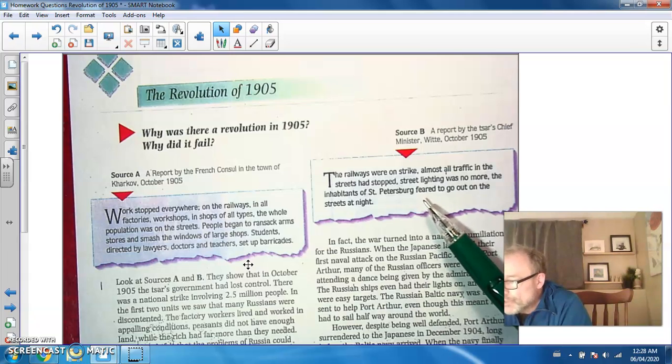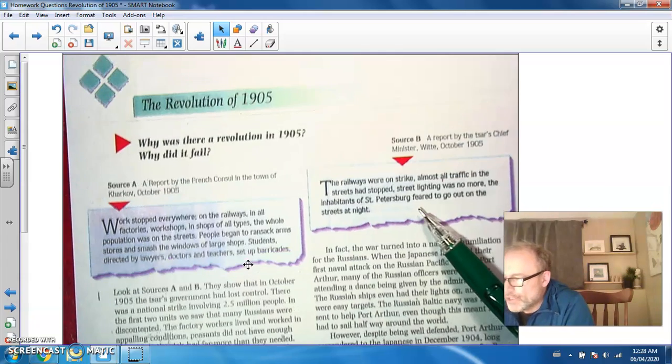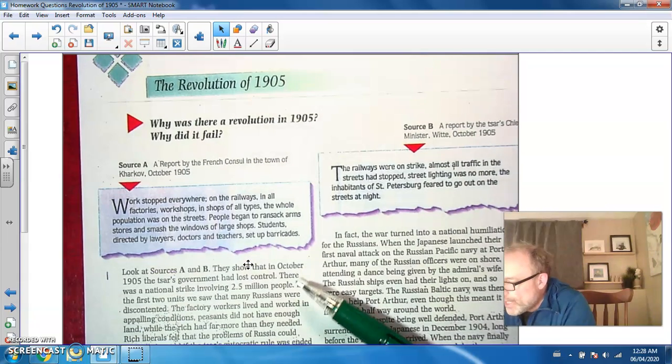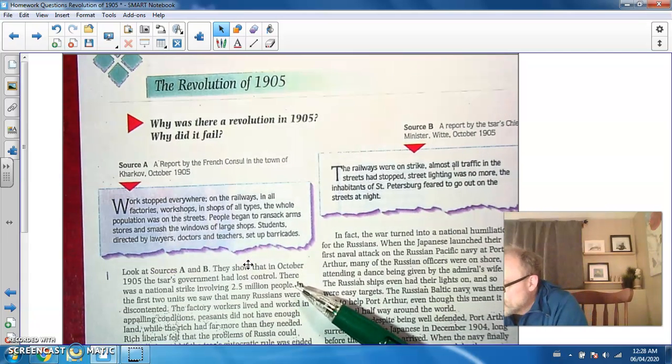The railways were on strike. Almost all traffic in the streets had been stopped. Street lighting was no more. The inhabitants of St. Petersburg feared to go out in the streets at night. And this was in October of 1905. And it shows that in 1905, the Tsar's government had lost control of the country. There was a national strike involving 2.5 million people.